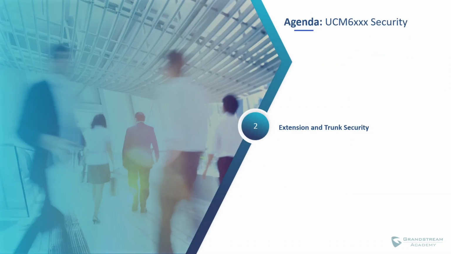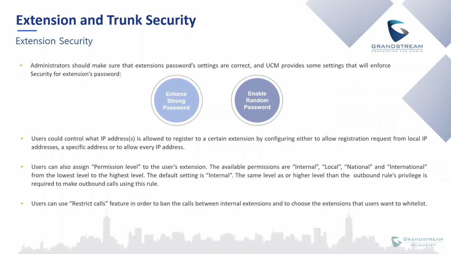And the second aspect that we're going to look at is the extension and trunk security. When creating a new SIP extension, for instance, the UCM administrator is required to configure a SIP password, which will be used for account registration authentication, and there are some settings to consider when you need to secure your created extensions. If the option Enable Random Password has been enabled, the SIP password is automatically filled with a randomly generated secure password when creating the extension on the UCM.